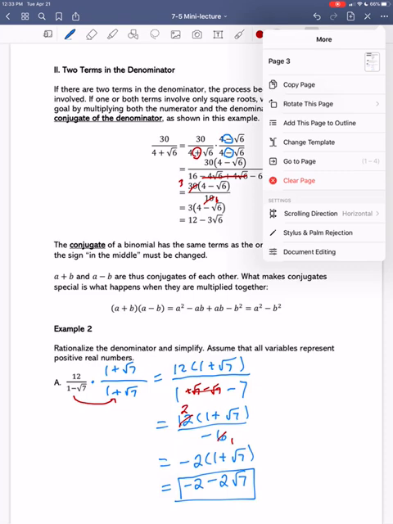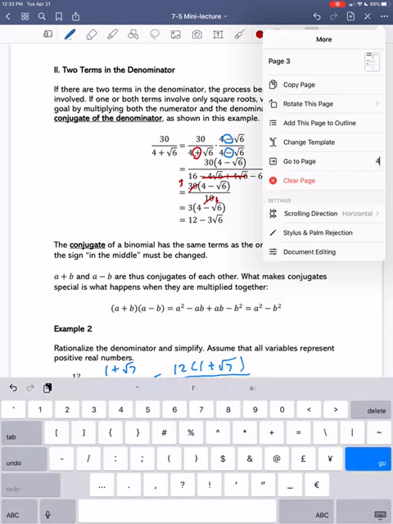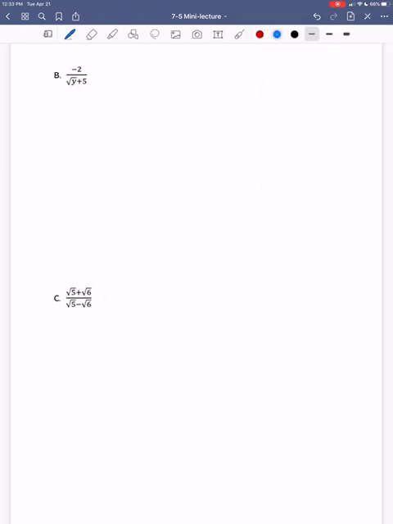All right, just a few more examples. Okay, when I look at this next one, I see, all right, there are two terms in the bottom. I'm going to have to use the conjugate. So I'm going to keep the terms the same, but I'm going to have to take that sign that's in the middle and change it. So it's going to become square root of y minus 5.